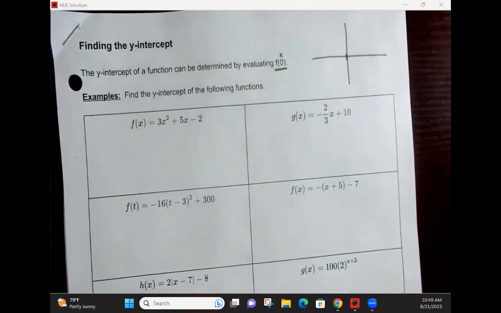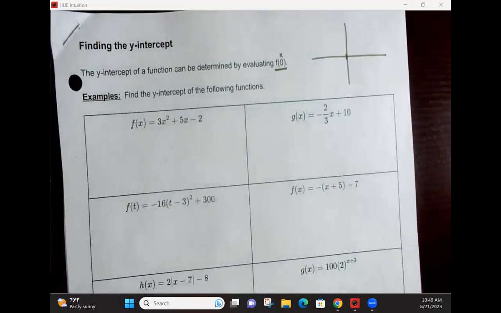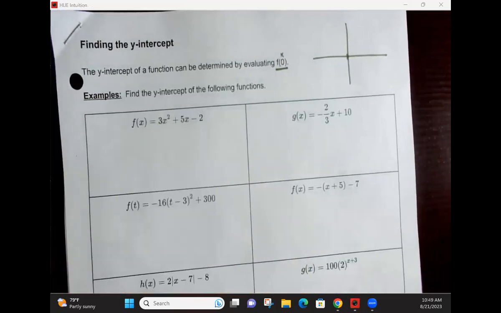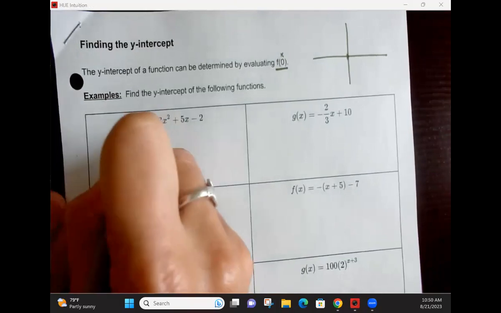If I don't remember that, or if I run into a function that I'm unfamiliar with, we can still always find the y-intercept of a function by evaluating f of 0, by plugging in 0 for x. So that's where I want to start for today. If we plug in 0 for x, we can find the y-intercept. So for our first function here, this is a quadratic function. We saw stuff like this in Algebra 1, 3x squared plus 5x minus 2. We're going to plug in 0 for x.